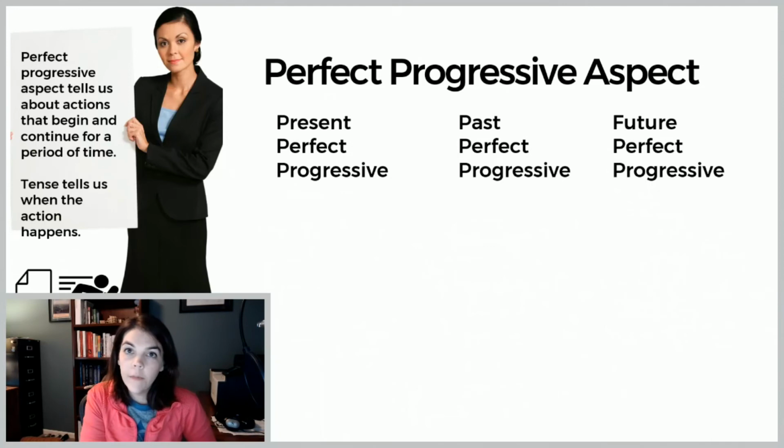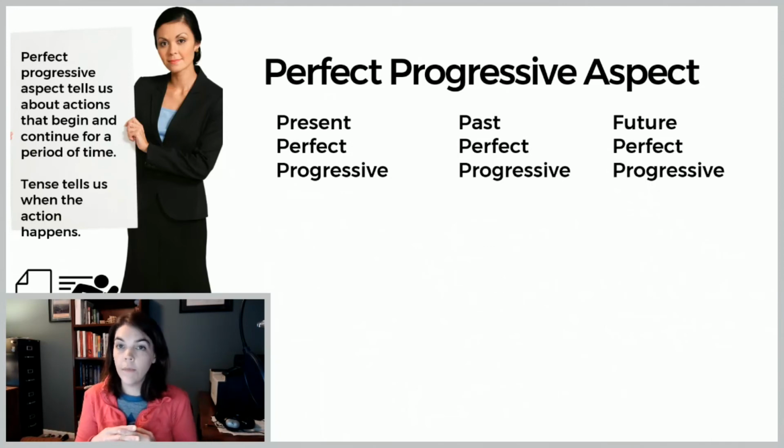And our last aspect that we're going to look at is how perfect and progressive come together. So we have present perfect progressive, past perfect progressive, and future perfect progressive. And as we'll see, we have little bits of evidence of both perfect and progressive within these tenses. As a reminder, when we bring these aspects together of perfect and progressive, we have that idea that an action started and continued for a period of time before it was completed. So let's take a look at what those look like.